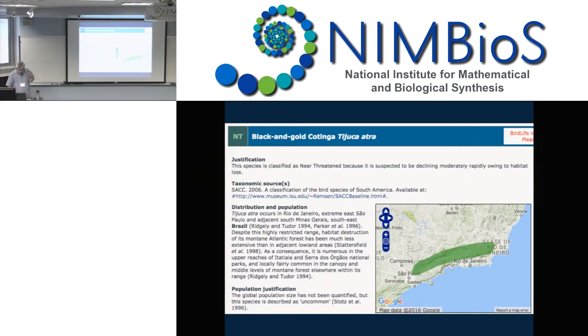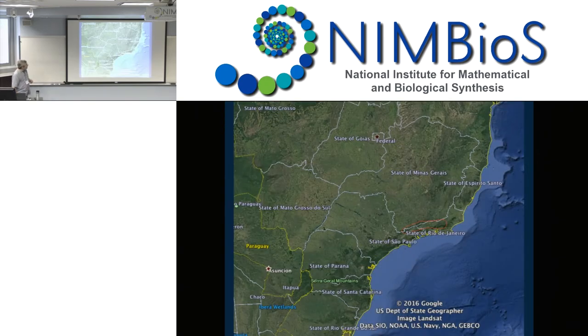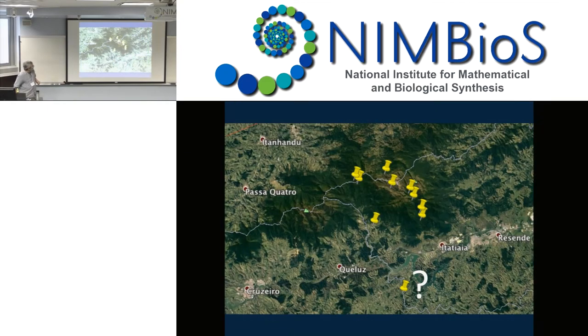But, you know, even that, is that a good description of the range of this species? You know, if we look at it, it's certainly not the interior of Brazil. It's actually very close to the coast of Brazil. But I guess if you were sitting on the shore in Rio de Janeiro, that was the interior. We can come in a little bit closer, and then we can start seeing data.